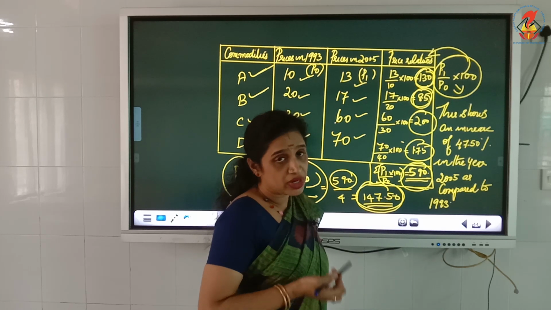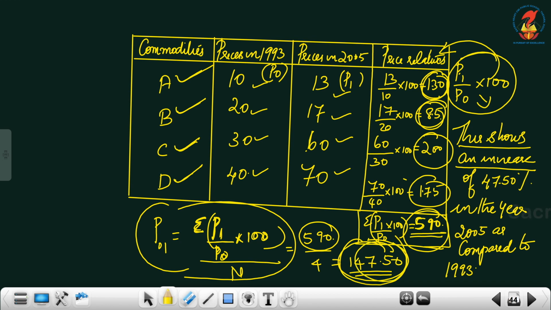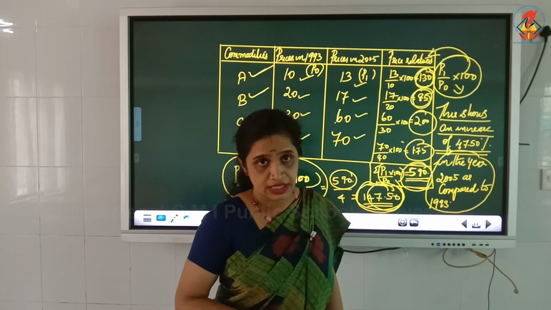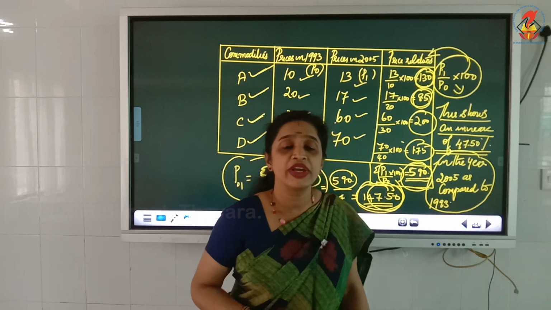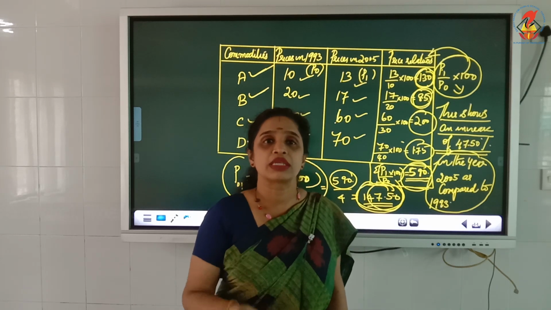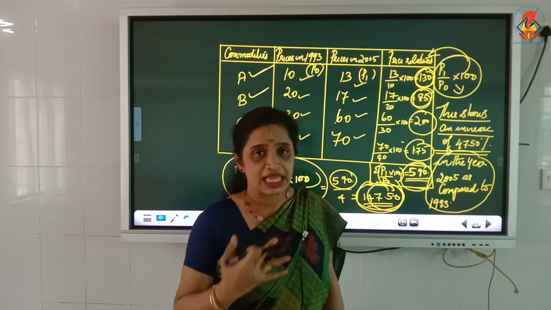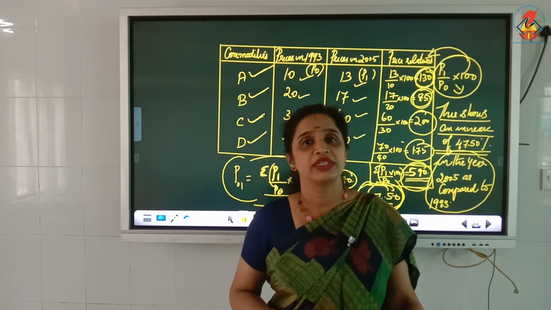So what should be the basic conclusion that you have to reach when you present it in the form of a percentage? What should be the conclusion? There is a net increase of 47.50% of price in the year 2005 as compared to 1993. That means the cost of living has increased. So, there is a net increase of the price of 47.50% in the current year as compared to the base year. So, that shows the cost of living has increased. Okay. This is as per the simple average of price relative method.